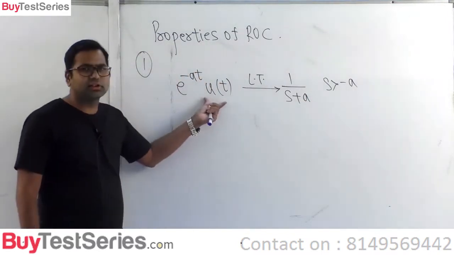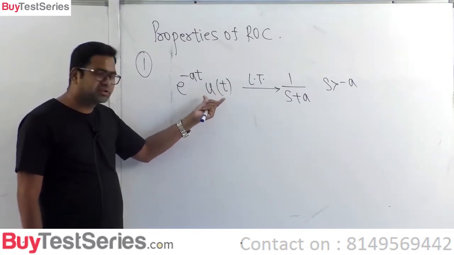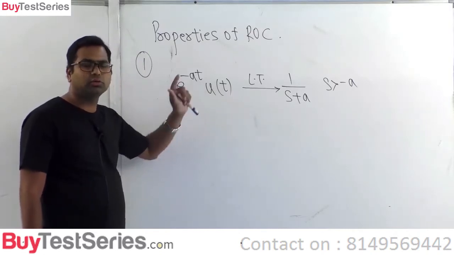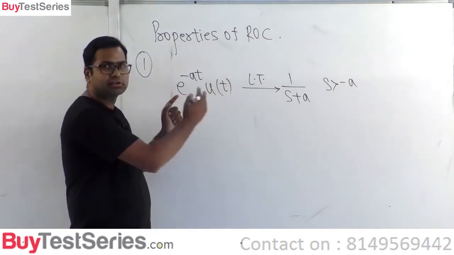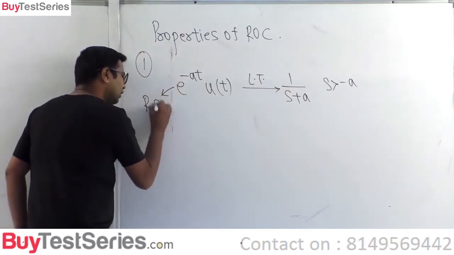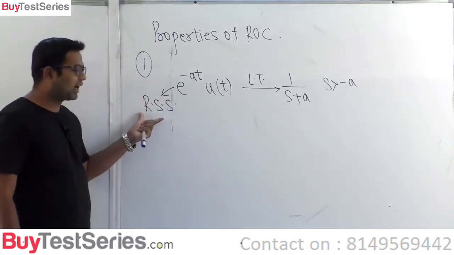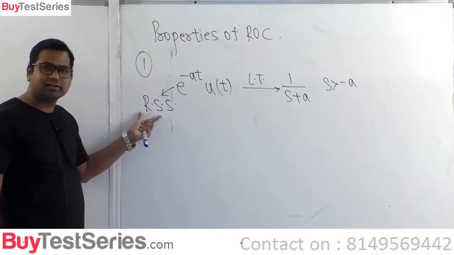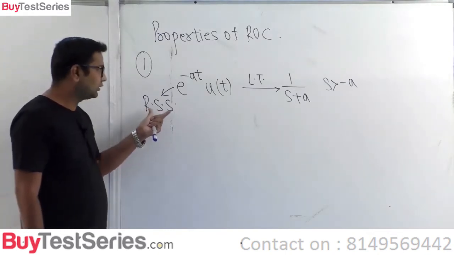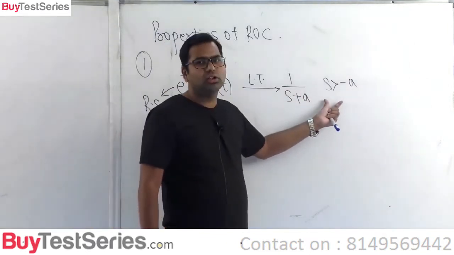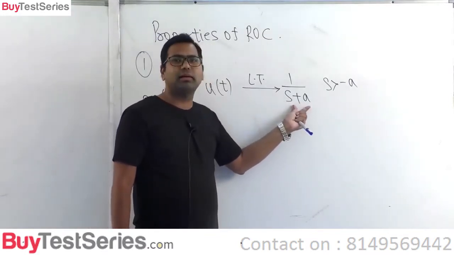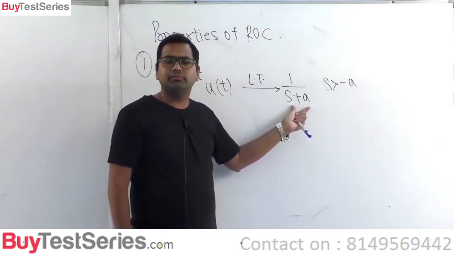Now, if you observe the signal clearly, the signal contains the unit step function u of t. The function u of t starts from 0 and goes to infinity. Since u of t starts from 0 and goes to infinity, such a signal can be called a right-sided signal, which I have abbreviated here as RSS. So RSS stands for right-sided signal. So whenever the signal is right-sided, ROC is always s greater than minus a, because minus a is the pole of the system.